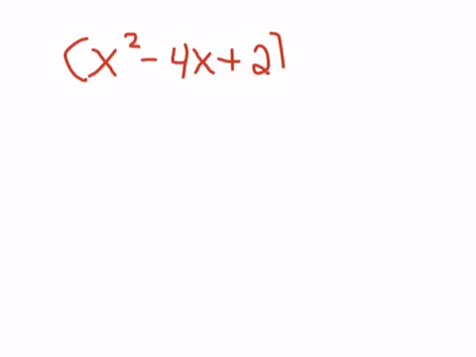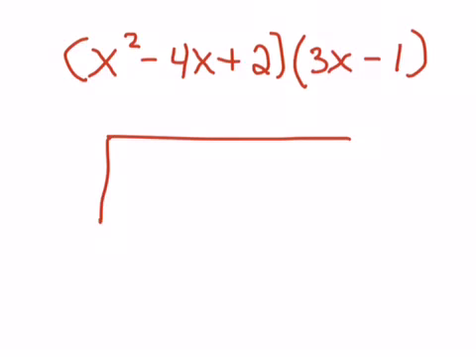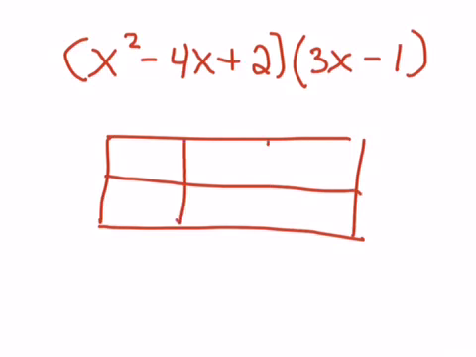Let's look at one more, okay, a little more difficult, and then you'll move on. So let's do x squared minus 4x plus 2 times 3x minus 1. Okay, so now I've got a trinomial. So that's a 3 by 2. So I'm going to do 3 across the top and 2 down. It doesn't matter what orientation you use.